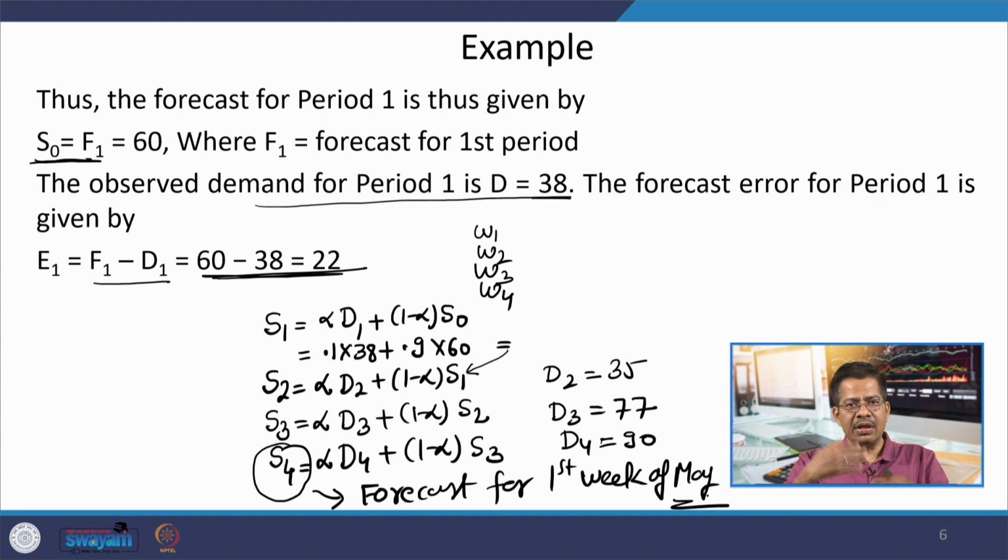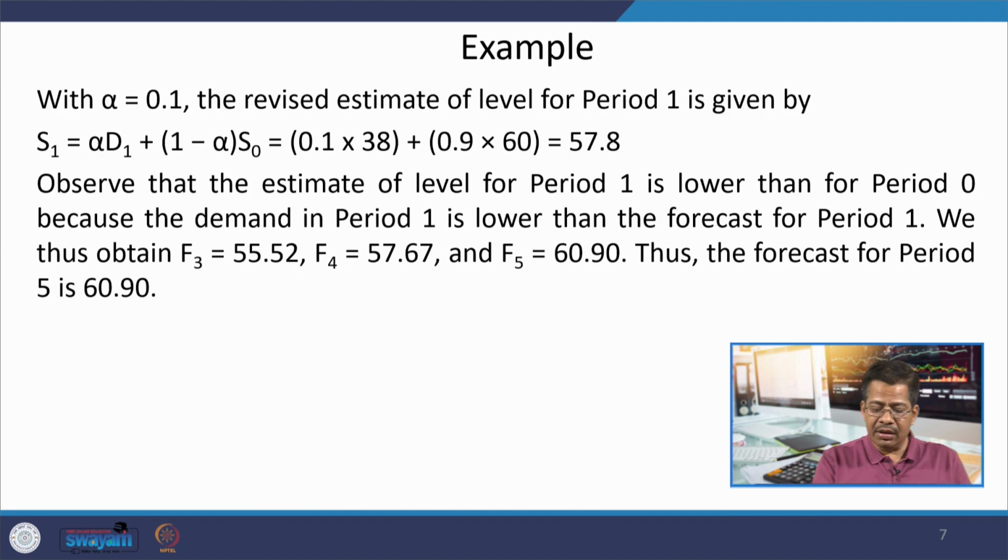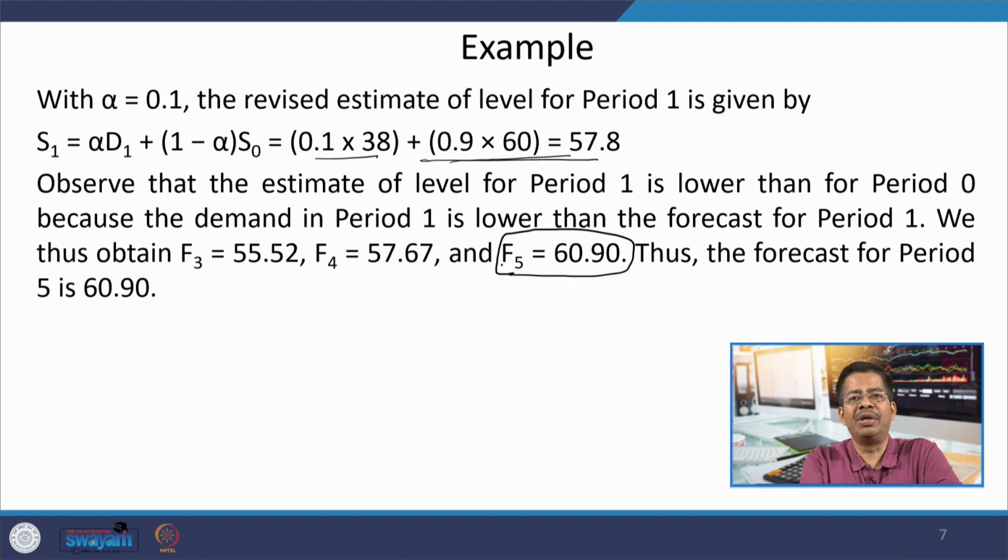So, in this systematic iterative manner, you will calculate the forecast for the period of May, and this is how the calculation will take place, like 0.1 into 38 plus 0.9 into 60. As I just explained, you can continuously do these calculations, and finally you may check your calculation that F5, that is S4, comes to be 60.90.